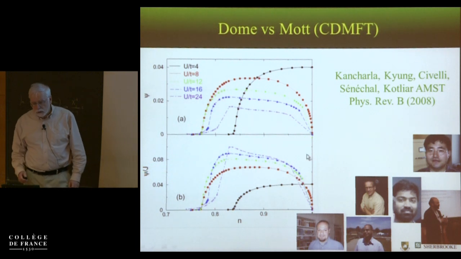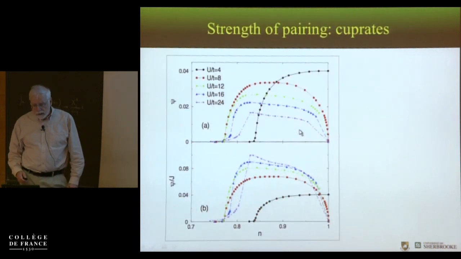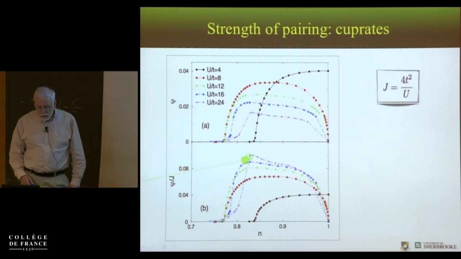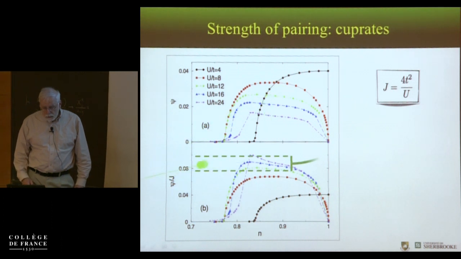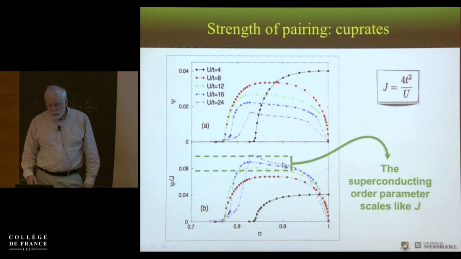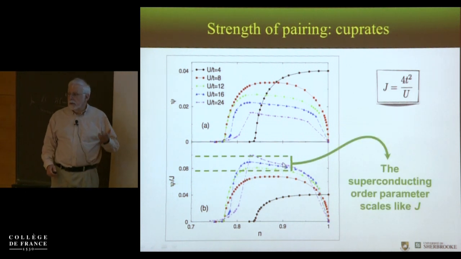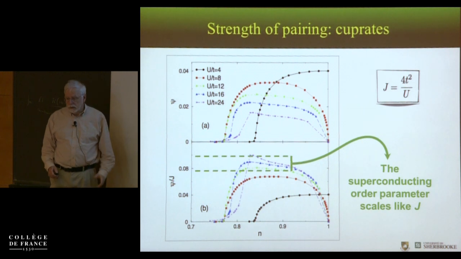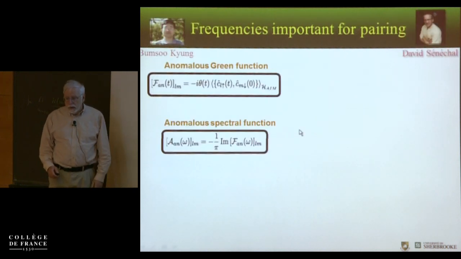And if you now scale the order parameter with J, you find that when U is large, the reason it goes down, you see this is U equals 8, 12, 16, 24. If you scale with J, you see they fall in the same region. So the superconducting order parameter scales like J. So we believe J has something to do with it.